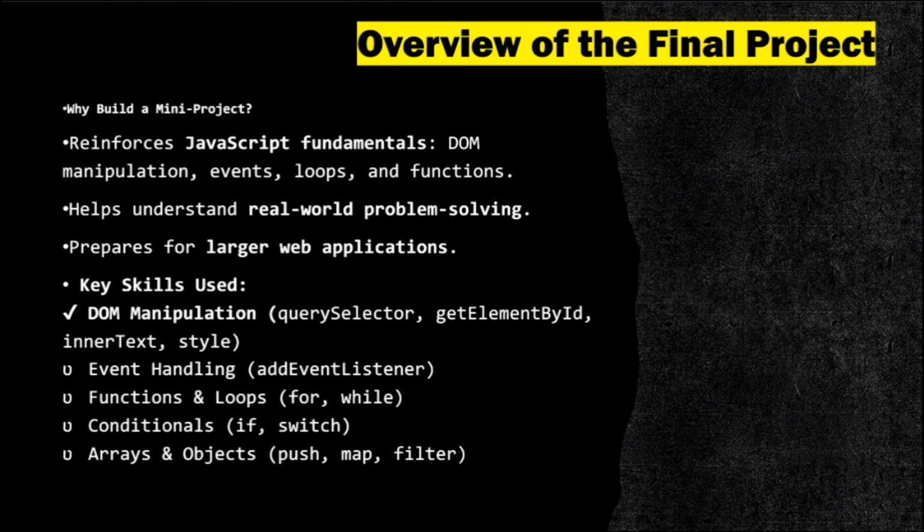So in this video we're going to use some key skills. The first one is DOM manipulation, like querySelector, getElementById, innerText, the Document Object Model. The next one is event handling, which is the event listener, and functions, loops, conditionals, arrays, and objects. Okay, so let's continue with the first project.